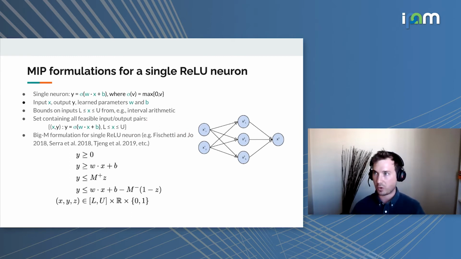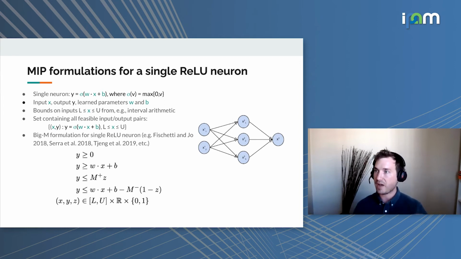Okay, so let's look in a bit more detail about how this formulation is actually going to look. So we're going to focus on a single ReLU neuron. So we have inputs X. These are multivariate inputs. We have a single output Y, and we have weights and biases, right? So we apply some affine transformation to the inputs and then apply our activation function, the ReLU.